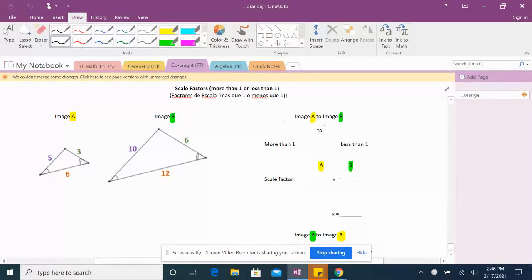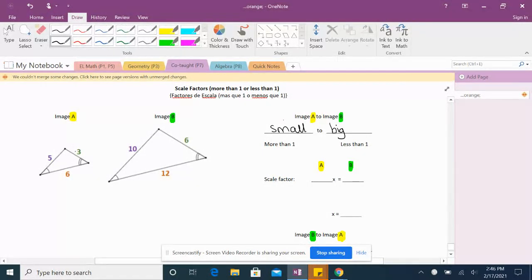Image A to image B, imagen A imagen B. Image A is smaller than image B. Imagen A es más pequeño que imagen B. So from A to B, we are going from small to big.